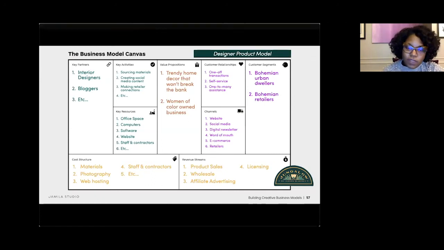So I titled this business canvas the designer product model. So if you are a designer, if you design t-shirts, if you do pottery, if you do prints, if you are selling them as a product, this is a good business model for you to follow.